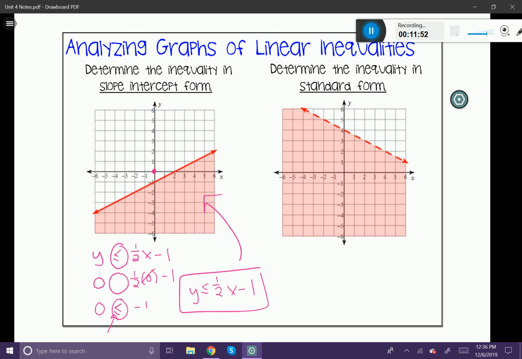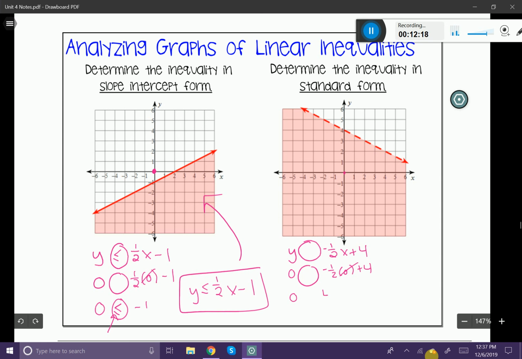Let's try another one. I'm going to start off by just putting a y there, and then I'm going to leave an empty circle. And then my slope, it looks like my slope is -1/2 this time, plus 4. Okay, so I need to figure out the shading. So I see that 0, 0 is in the shaded region, so I want a true statement. So if I substitute 0, 0 in there, I get 0 is something to 4, and I want to make it true. Well, a dotted line would make it a less than. 0 is less than 4. That's true. So therefore, my symbol is less than.